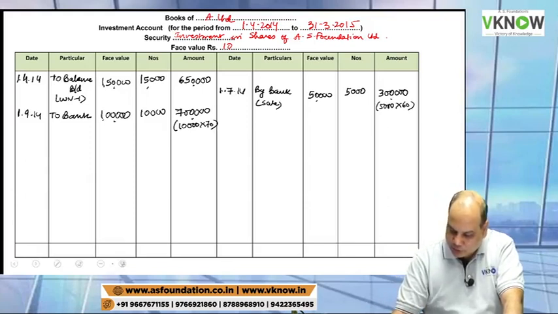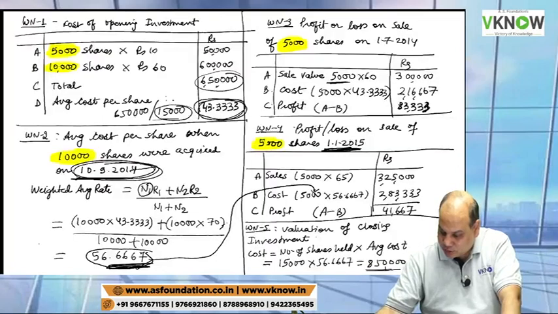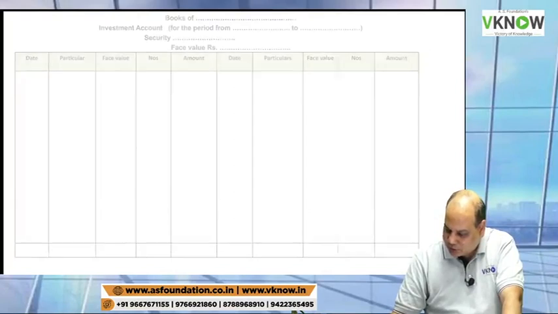And there is a profit also on 1/7/14 to profit and loss account. Working note number, let me see on the screen right side, working note 3, 83,333.